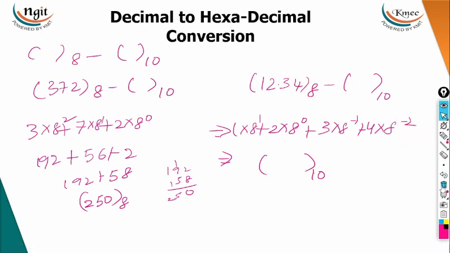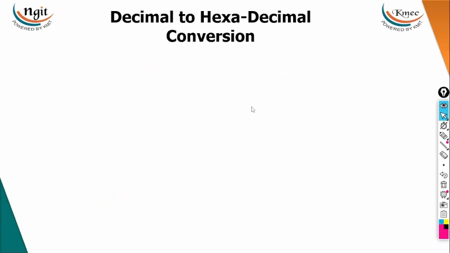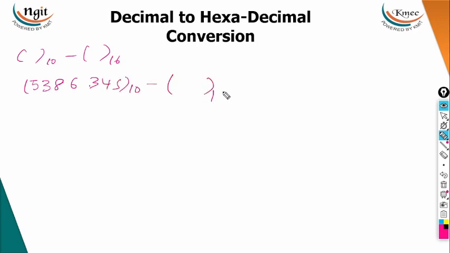Next is decimal to hexadecimal conversion. That means I am going to convert the given decimal number from base 10 to base 16. If I am having a value called 5386.345 to the base 10, I want it to be converted to base 16. So we'll separate two things, 5386 plus 0.345. So 5386, let's divide it by 16.